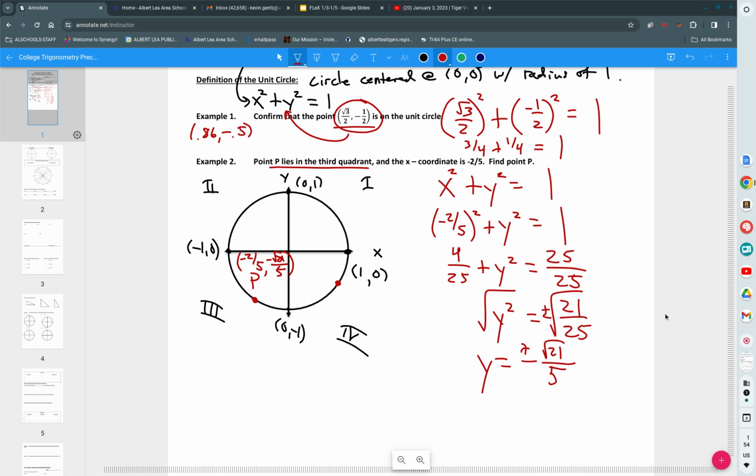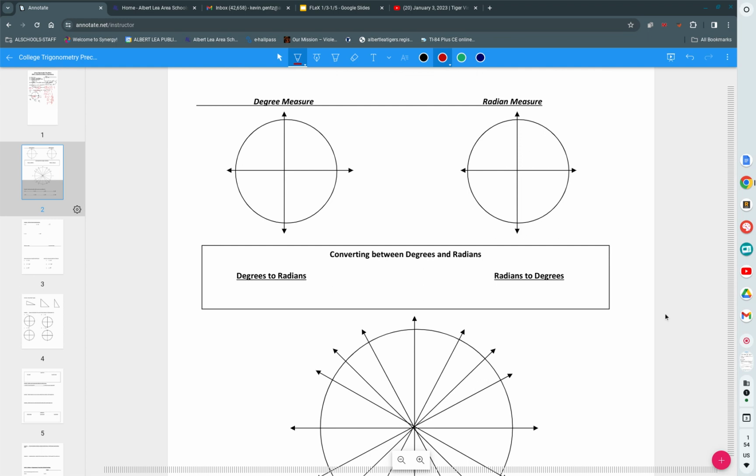There's just a little introduction to the unit circle. We will not get to an assignment today, but we'll get to a nice introduction to the big piece that we want to talk about, which is degree and radian measure as we look at this unit circle.